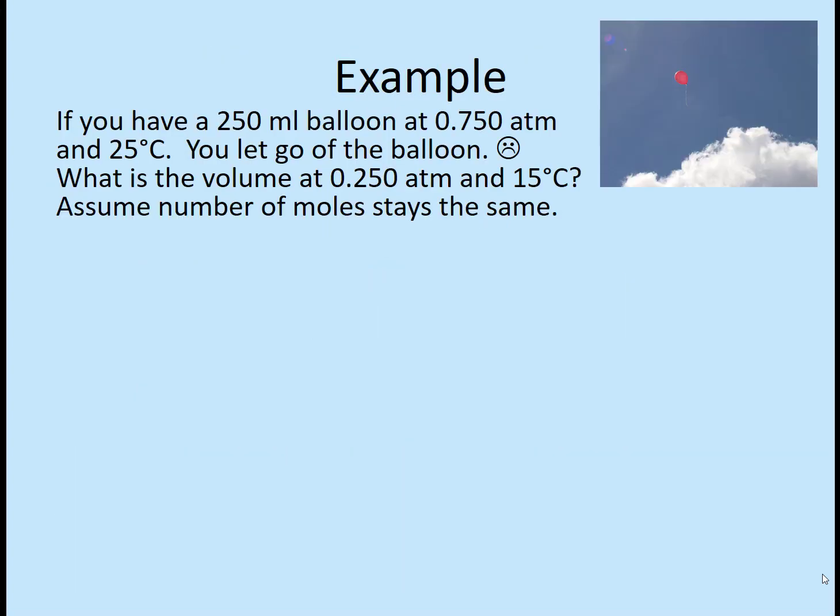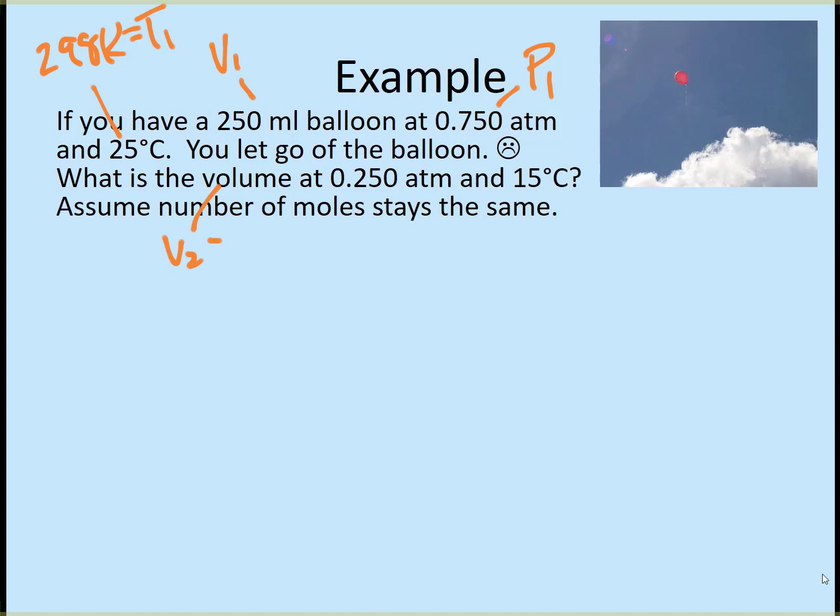So let's do an example with this combined gas law. These tend to be quite lengthy. So go through and identify what is temperature, what is pressure, what is volume. So this first one, this is volume, my first volume. This is pressure, my first pressure. My temperature, 25 degrees Celsius, that's 298 Kelvin, and that is my first temperature. All right, and it says, what is the volume? So that's my V2 I need to solve for. And there is my second pressure, and there is my second temperature. And again, change it to Kelvin, so this one would be 288 Kelvin.